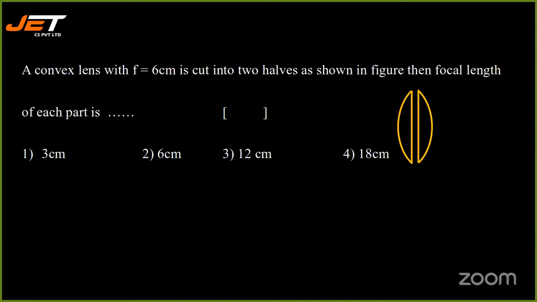Okay. Another question, a very interesting question. A convex lens with focal length 6 centimeters is cut into two halves as shown in the figure. The focal length of each part is how much? It is the same as the previous question. In the previous question, I told you, when I am putting two convex lenses with the same focal length, what will be the resultant? It depends on the same formula. So what will be the answer? It is a straightforward answer.